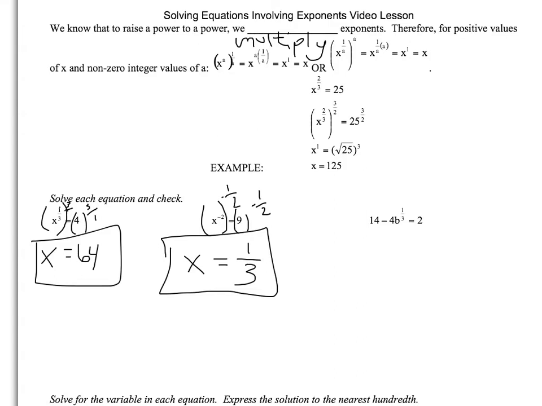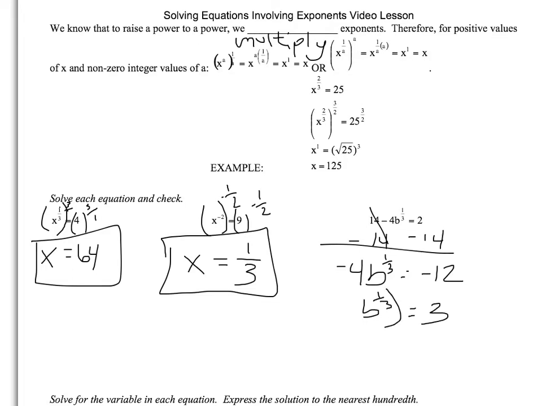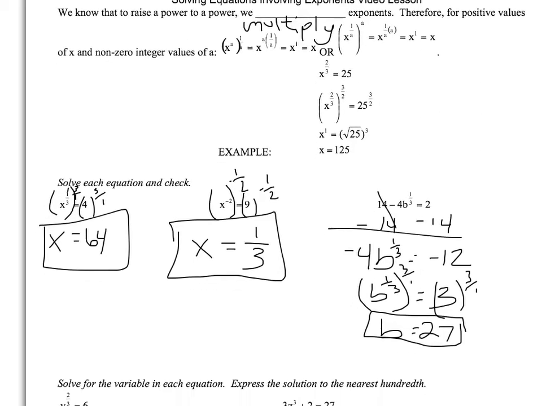To solve this one, we have to get that b piece by itself first. So we're going to start by subtracting the 14. So -4b to the 1/3 power equals -12. Divide by -4. So we get b to the 1/3 equals 3. Now that b to the 1/3 is by itself, you take the reciprocal power. 3 cubed is 27. Let's see what we have going on next.